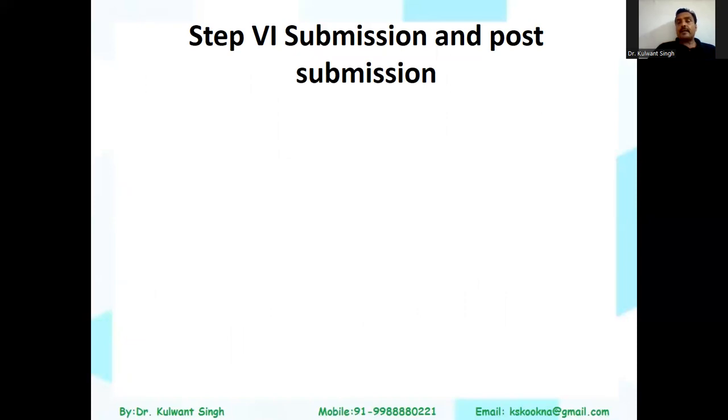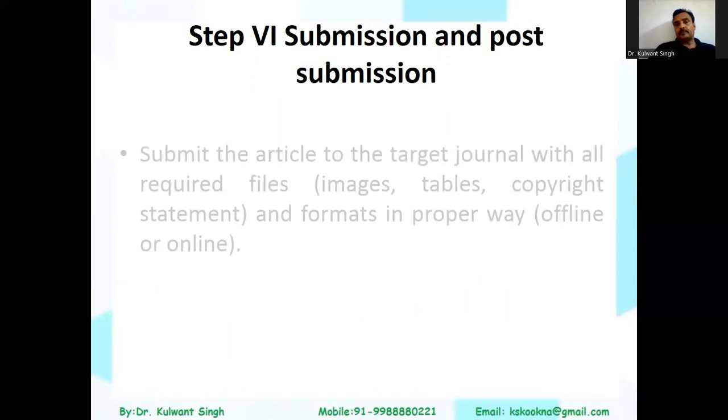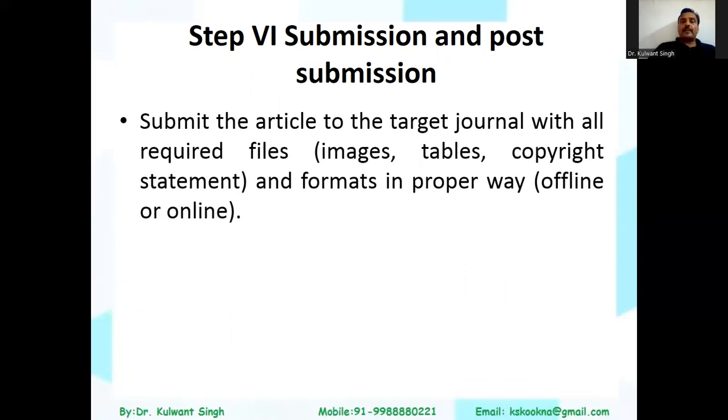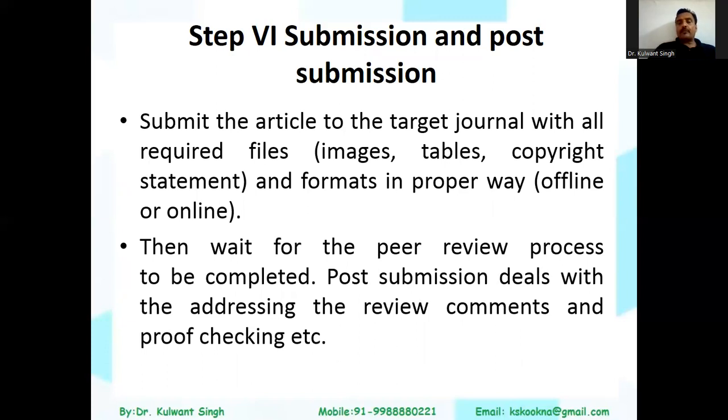Next is the submission and post submission. So submit the article to the target journal with all required files. It may be images, tables, a copyright statement, within the particular format suggested by the journal. It may be online or offline. Then wait for the peer review process to be completed. Post submission, deal with addressing the review comments and proof checking, etc.